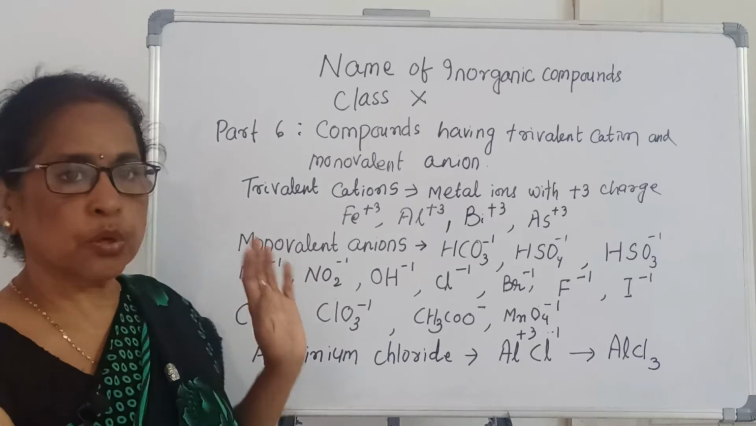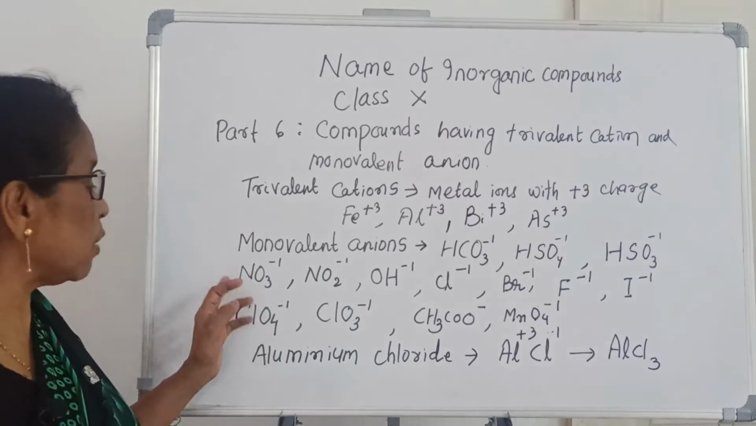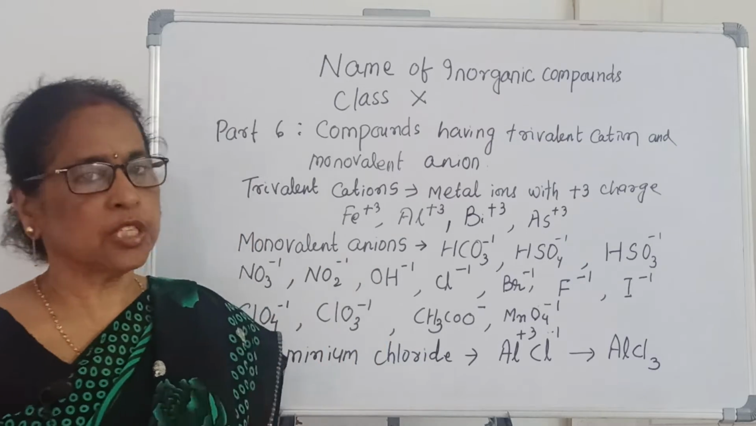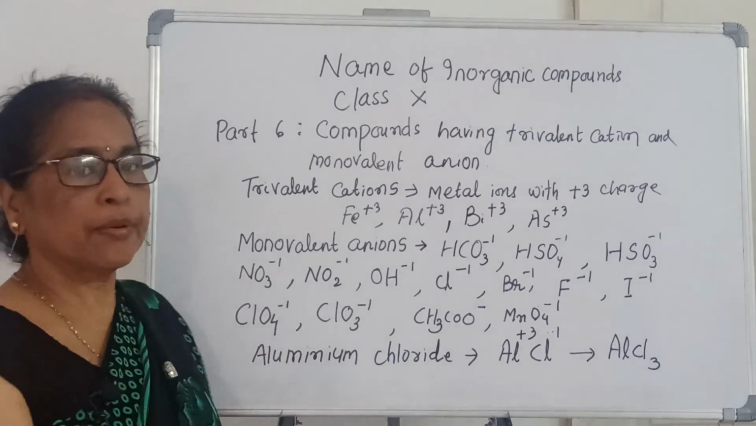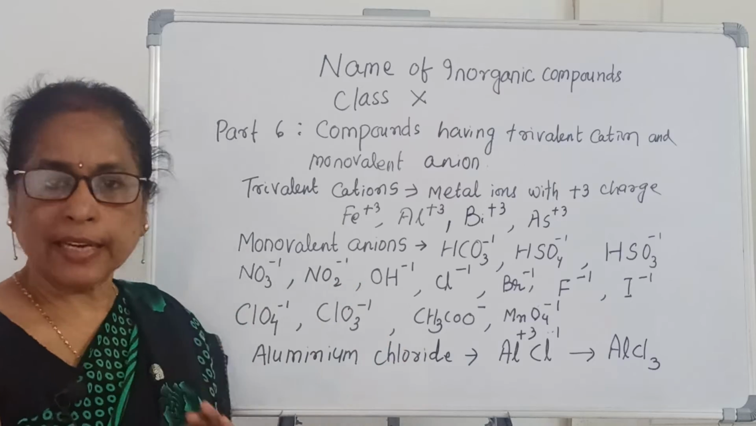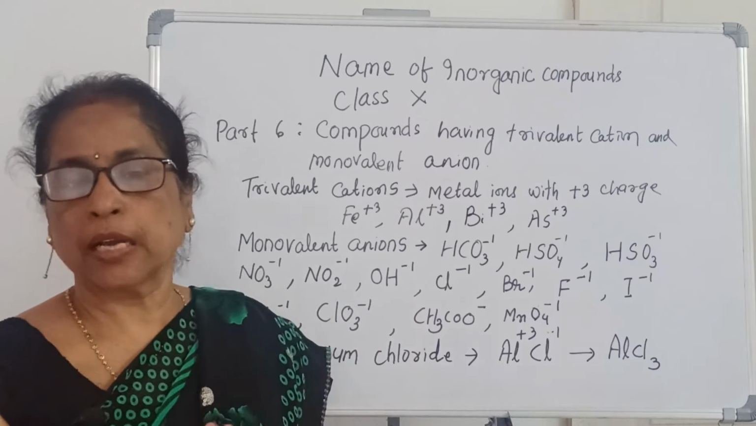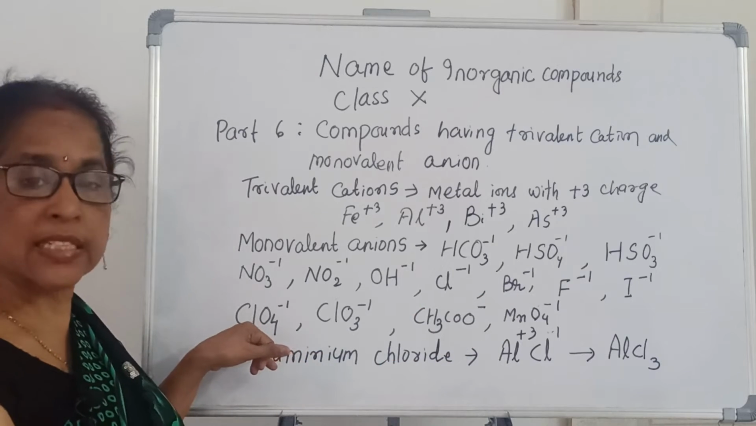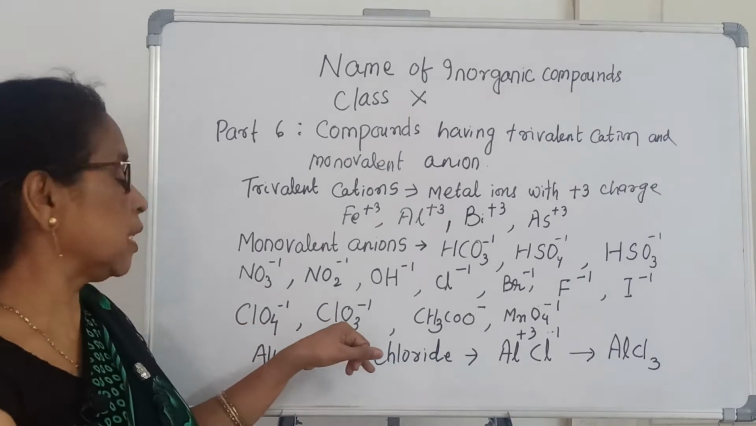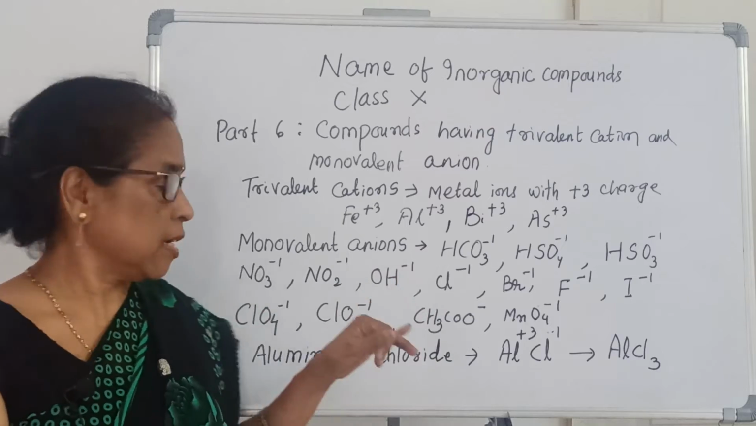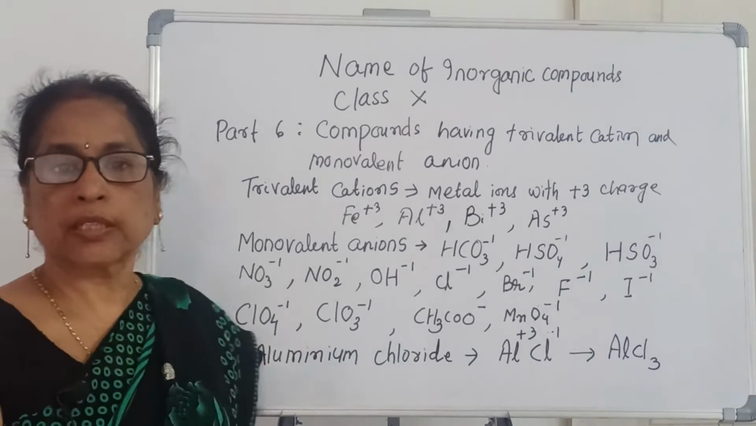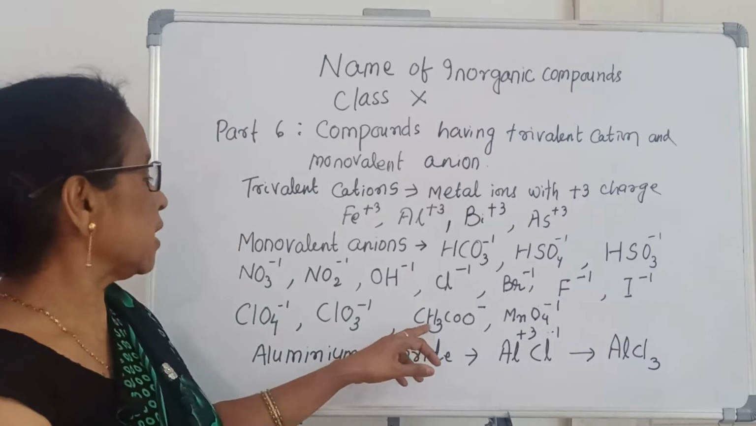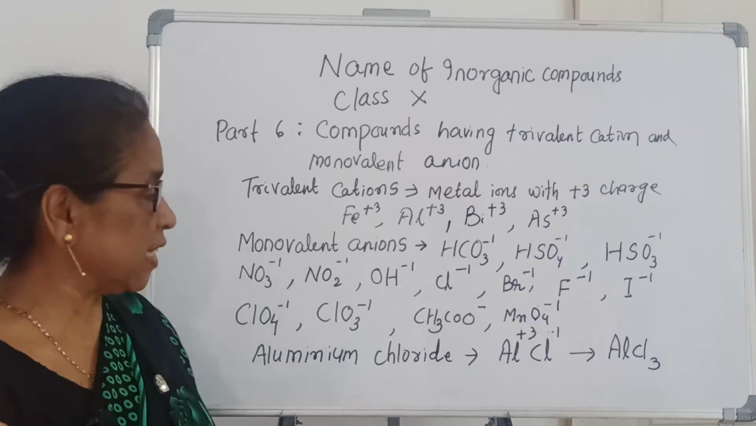NO3 and NO2 both have minus 1 charge, but NO3 is called nitrate and NO2 is called nitrite. Then chlorate: ClO3 minus 1 is chlorate, and ClO4 minus 1 is perchlorate. CH3COO minus 1 is acetate.